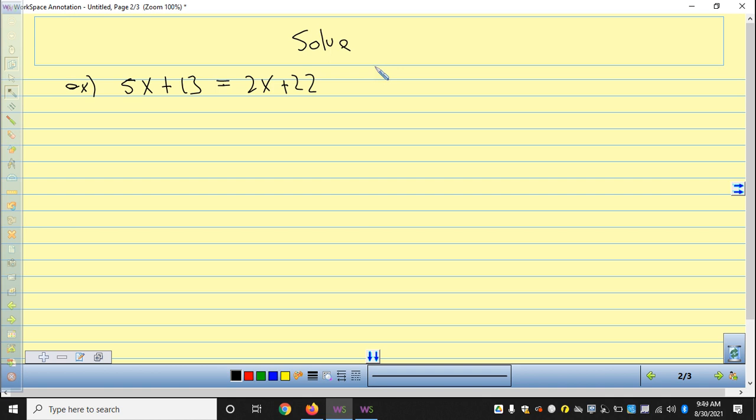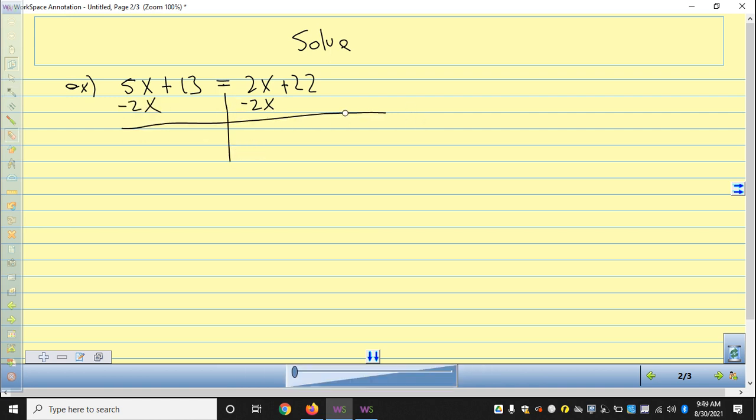Would we start by subtracting like maybe 2x? Yes, that's exactly what I would do. I would say, let's get all the x's over here on the left side, so let's subtract the 2x. And I'm drawing my lines like before. We could do it the other way. It would work. Now 2x minus 2x just gives me 0, so those go away. This 22 comes down. 5x minus 2x is 3x plus 13 equals 22.